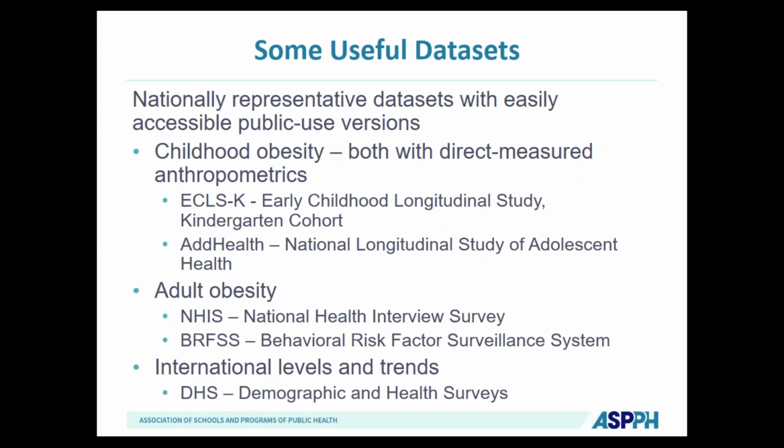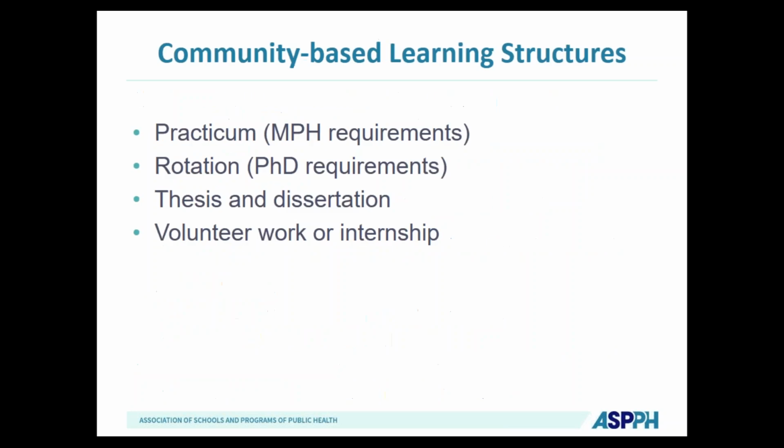With respect to obesity in adults, two data sets that are commonly used are the National Health Interview Survey and the BRFSS. Both of these have self-reported anthropometric measurements, so that's a limitation, but still very useful and widely used. And finally, in terms of international levels and trends, the demographic and health surveys from many countries around the world, especially poorer countries, have information on height and weight and sometimes other anthropometric measurements. So these are some easy places for students to find real data that they can use to explore some of the questions that they have about obesity.